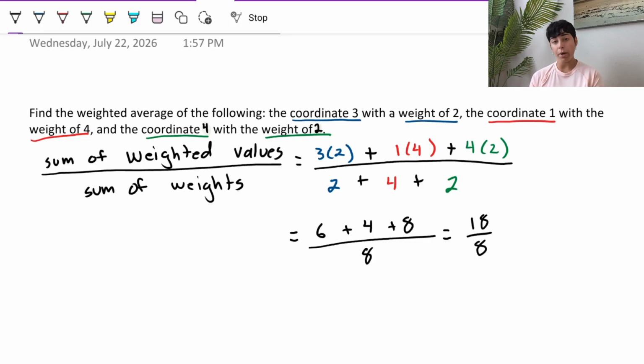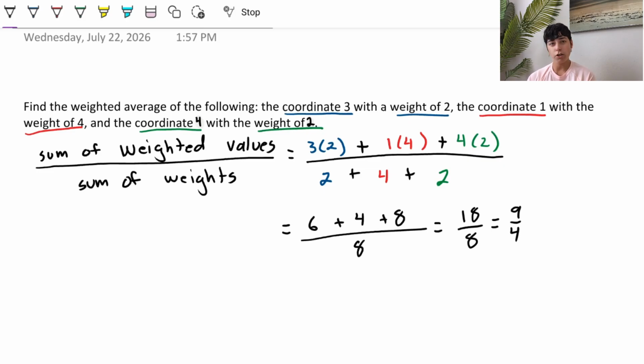Now in this scenario, we have two options. We can either simplify our fraction or divide. They didn't really specify an answer, and typically they do more of a decimal. But just to practice both, if we simplify this, I can divide top and bottom by 2, and we're left with 9 over 4. So if they ask for a simplified fraction, we would go 9 over 4.